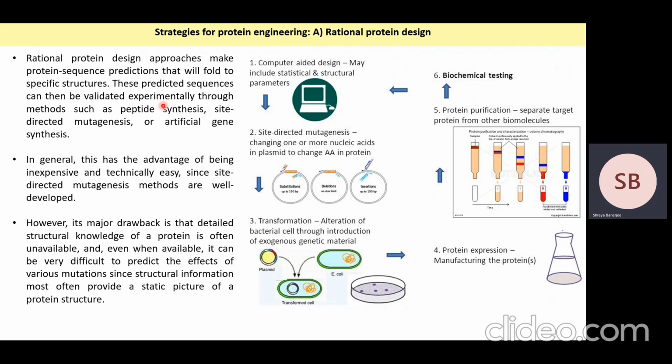Right. So the first strategy of protein engineering is called rational protein design. Rational protein design approaches make protein sequence predictions that will fold to specific structures. These predicted sequences can then be validated experimentally through methods such as peptide synthesis, site-directed mutagenesis, or artificial gene synthesis. So what does this mean?